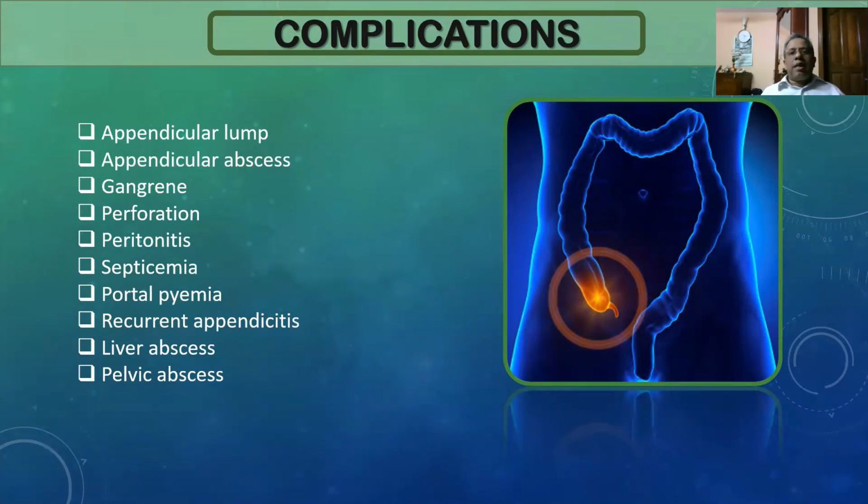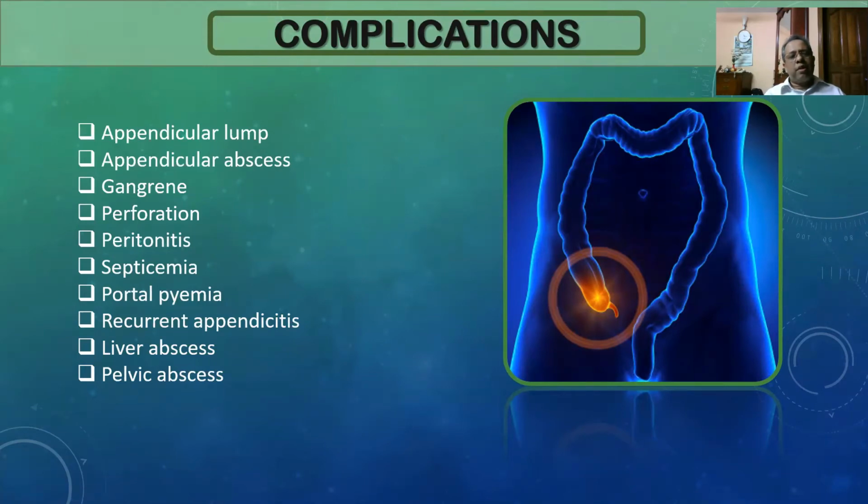Sometimes the appendix becomes gangrenous, so gangrenous appendicitis. The gangrenous part of the appendix may become perforated. Perforation spills pus into the whole peritoneal cavity, causing peritonitis. When infection goes into the circulation, it causes bacteremia and septicemia. When infection migrates through the portal vein from the iliac fossa to the liver, it causes portal pyemia.